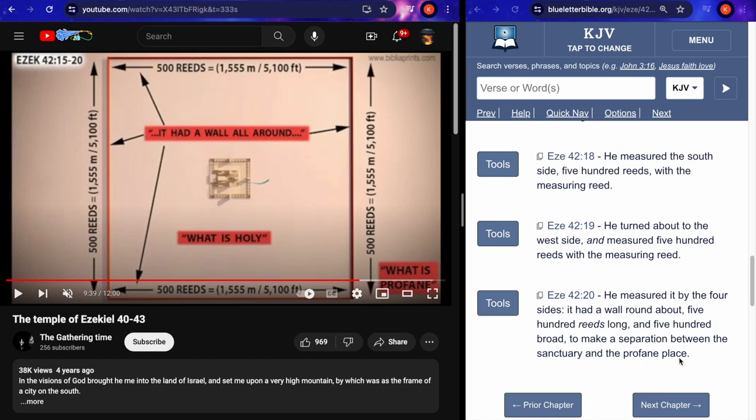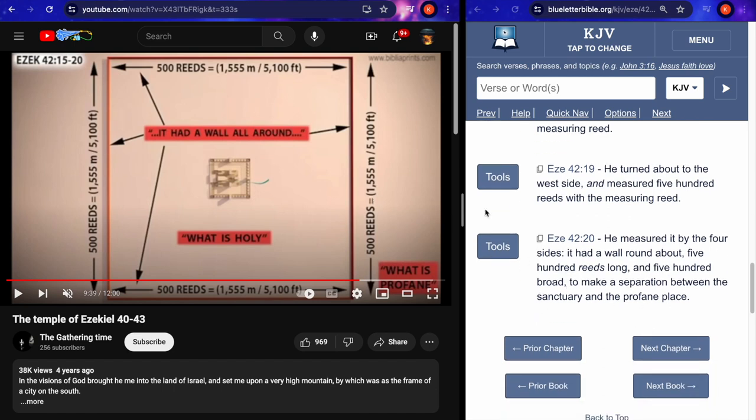the profane place. So you had this, the sanctuary, then you had the outline right there that would separate that from, as it says, the profane place, which is without.